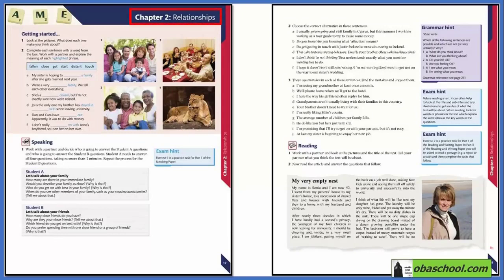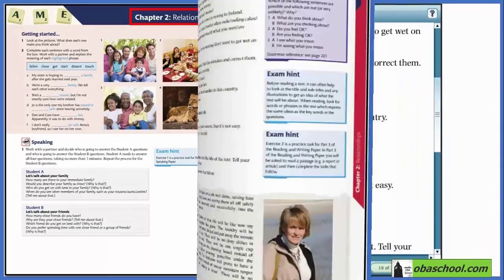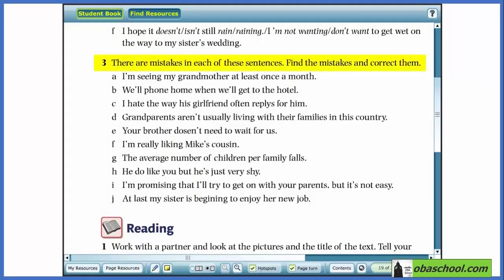Chapter 2, Relationships. Exercise 3, page 18. There are mistakes in each of these sentences. Find the mistakes and correct them. In this exercise, as we have read, there are sentences from A to J, and in each sentence there is a mistake. You have to find the mistake and correct it.